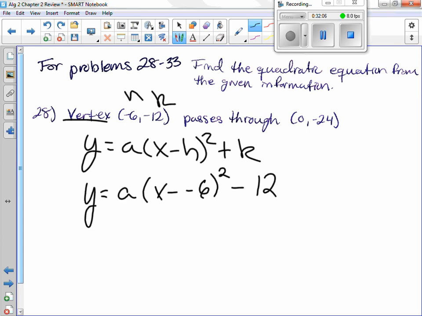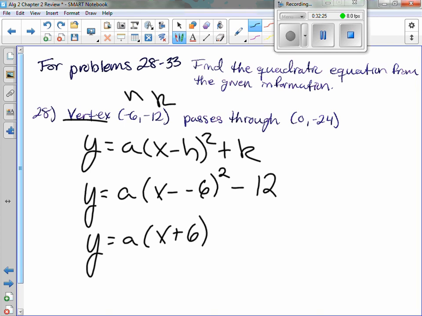So if I plug the vertex in, negative 6 comma negative 12, I get y equals a times (x minus negative 6) squared, minus 12. But I don't normally leave a minus a negative, because that's the same as plus 6 here. A negative and a negative make a positive. And we have this here.